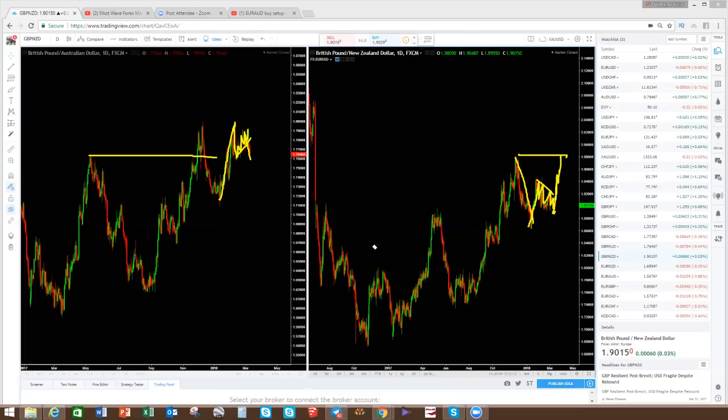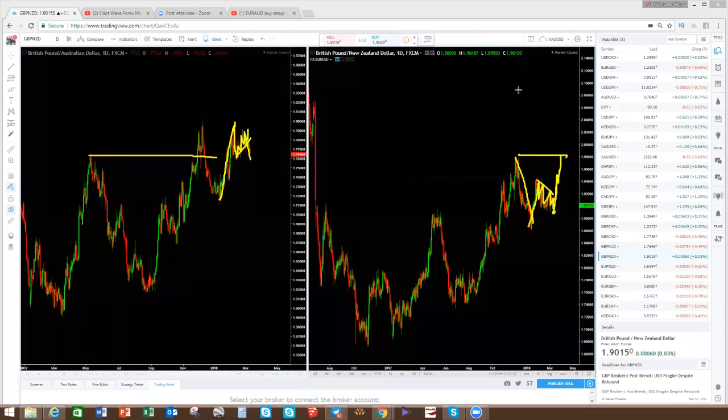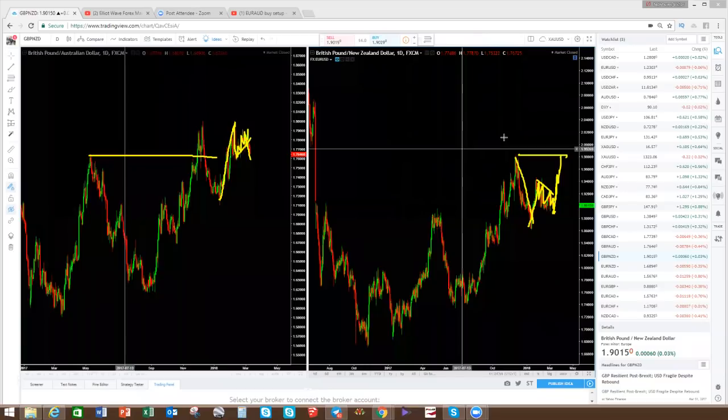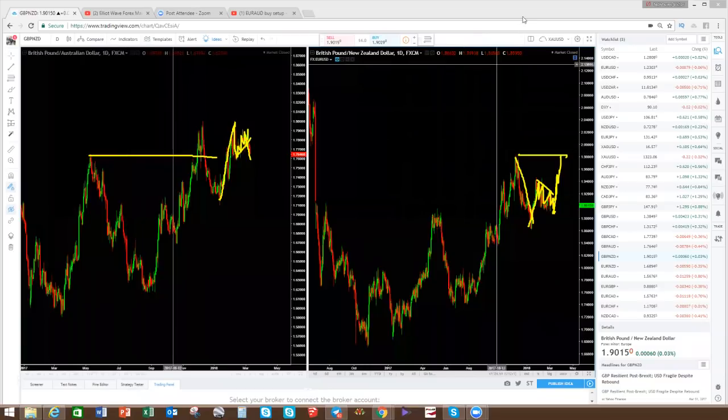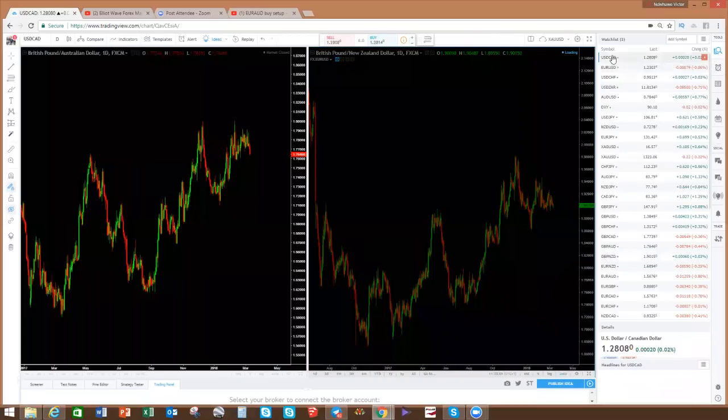So there's no maths. I see the question, William is asking if there's no maths involved, just pattern recognition. I don't know anybody who has developed software for pattern recognition yet. I know there's software for recognizing advanced patterns, but not one that is accurate for Elliott waves. All right, so let's just get on with the rest of the pairs.